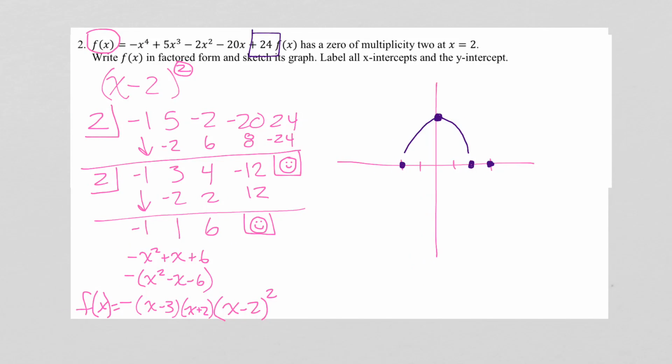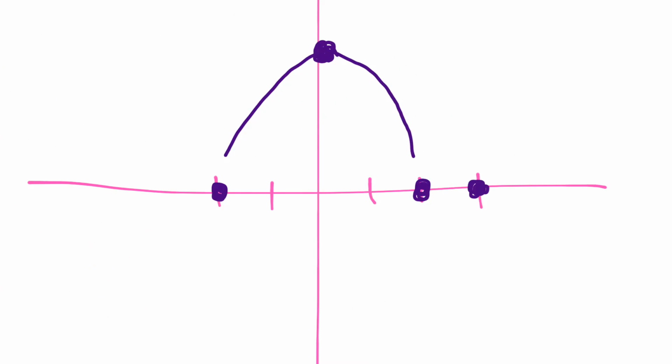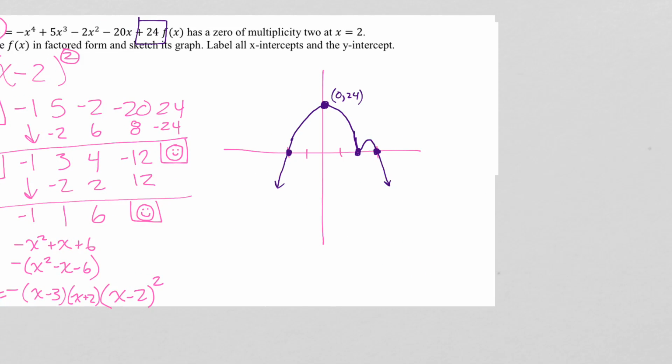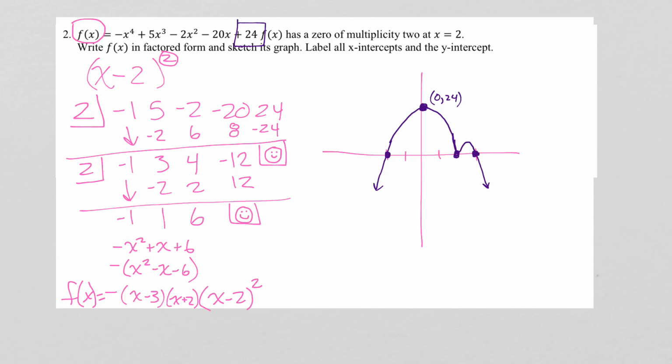Do I cross or do I bounce at those zeros? Well, when x is 2, I have a 0 of multiplicity 2, so I have to bounce at this 0 right here. Boom, I have to bounce, go back up, and turn, and I have to hit that 0, and I have to cross because it's a multiplicity 1. I also have to cross at this 0 because it is a multiplicity 1. I can label that as (0, 24). The tick marks show me where my zeros are, and we have our graph.